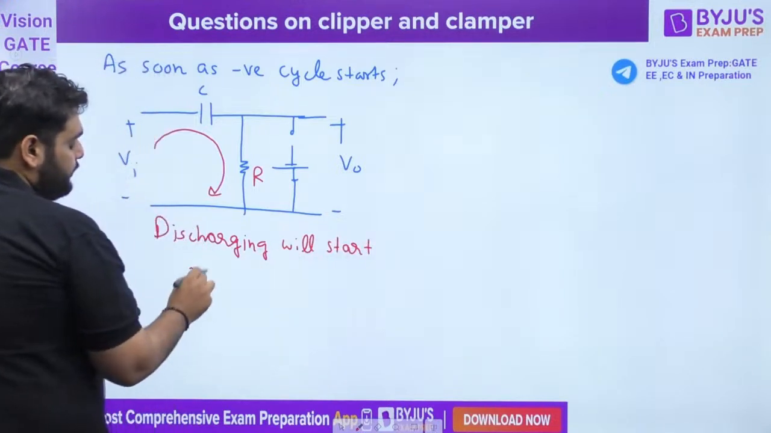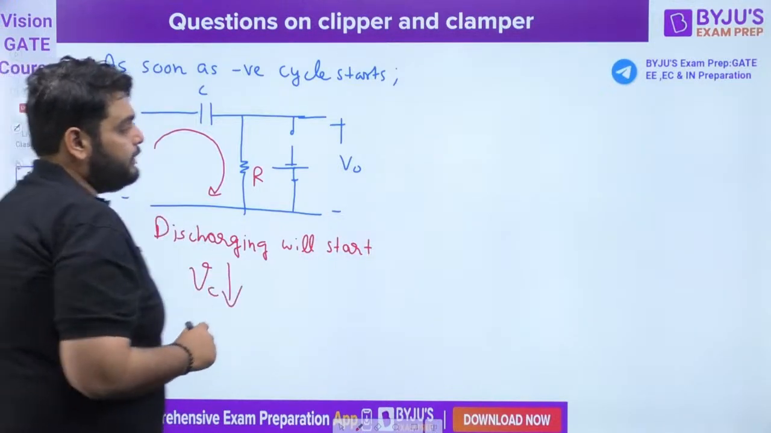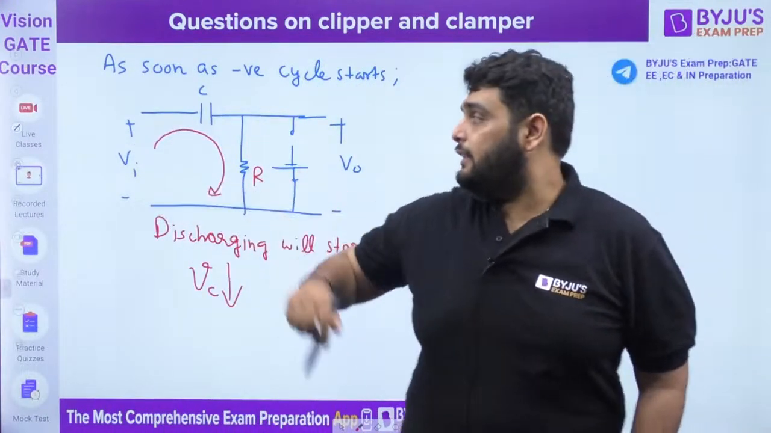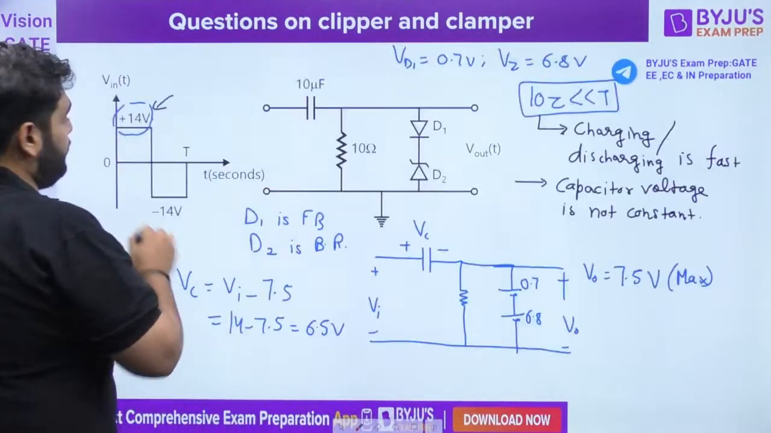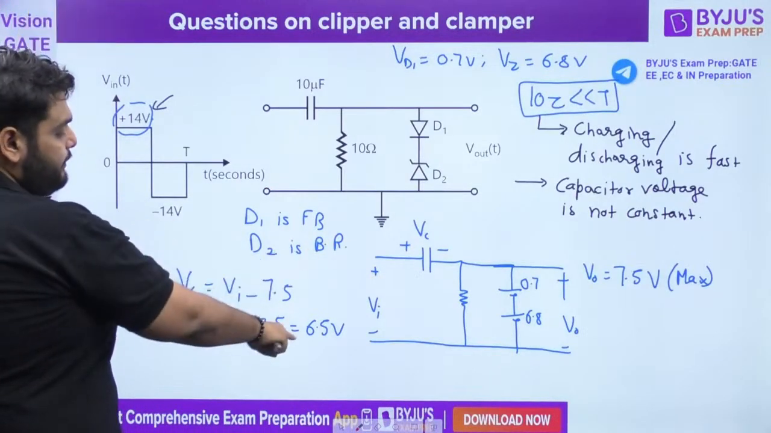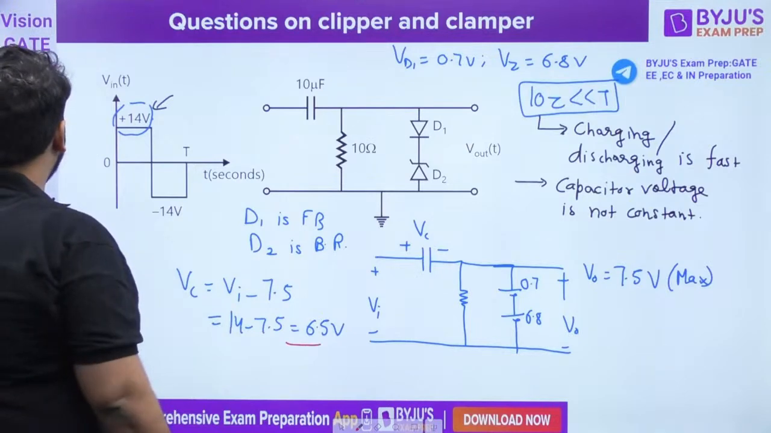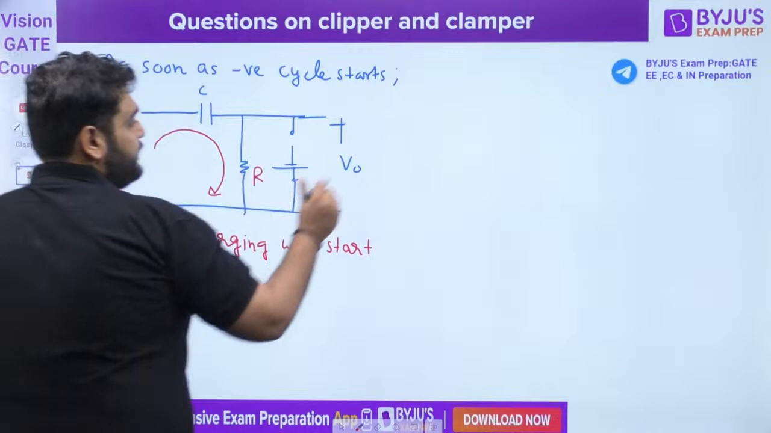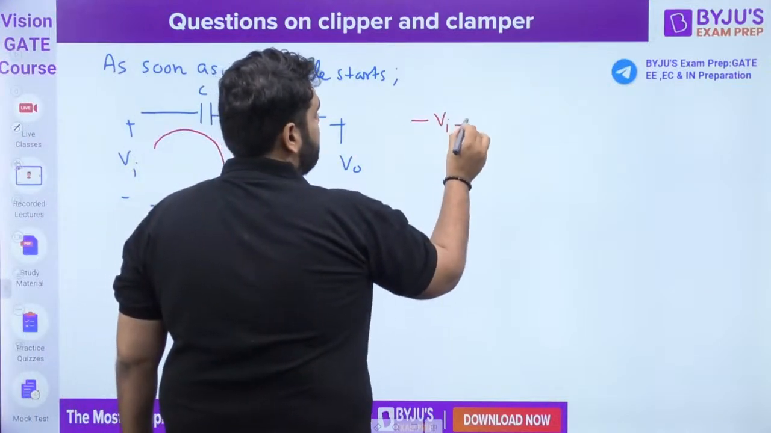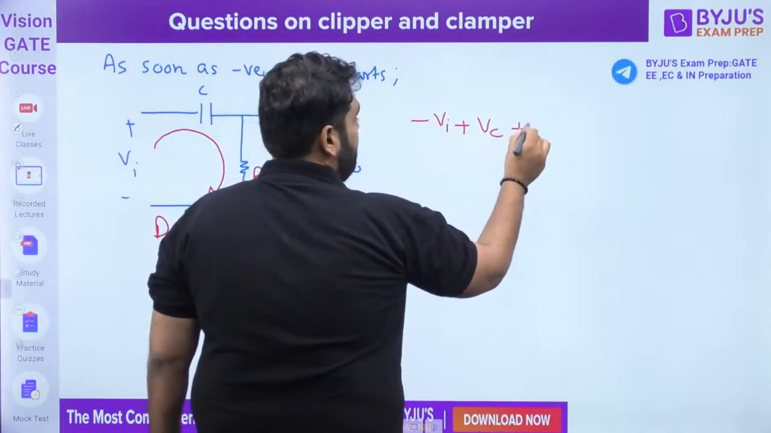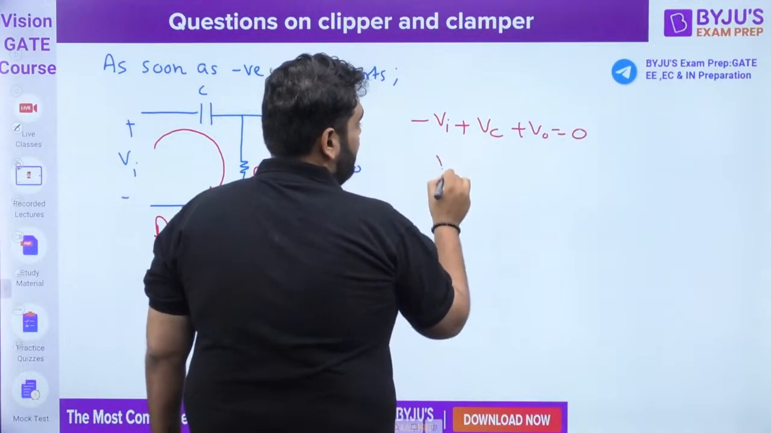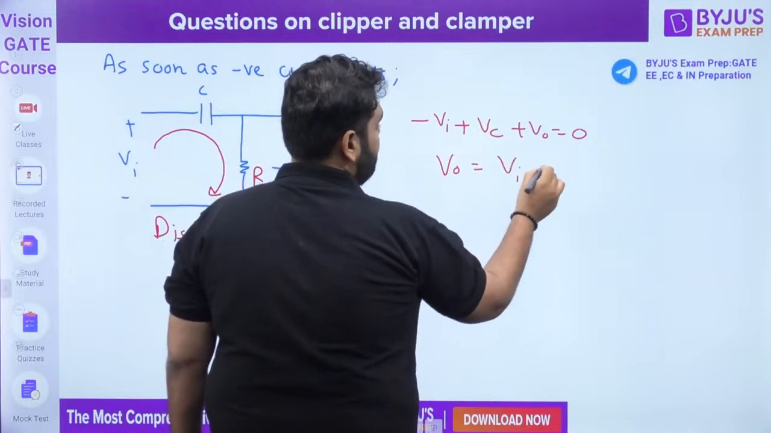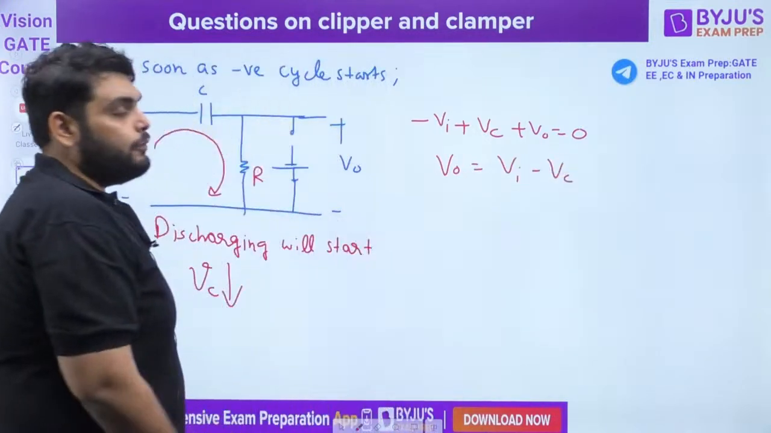Discharging will start, which means the capacitor voltage will keep on decreasing. Earlier, the capacitor had been charged to 6.5 volt, but now its voltage keeps on decreasing. But what we need to find out is the output voltage. Can I say minus Vi plus Vc plus Vo equals 0? So the output voltage is equal to Vi minus Vc.